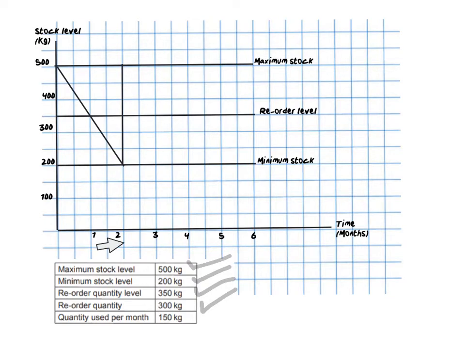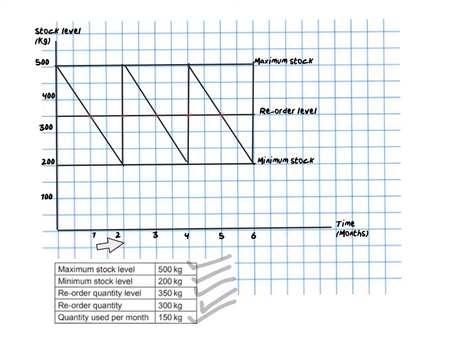And also, if we think about it from this point here, at 350, what's used during that month? Well, we've got 350 minus 200, which gives us 150. So again, we can tick that off. So we've ticked all the boxes, but now we just have to do it for every month.